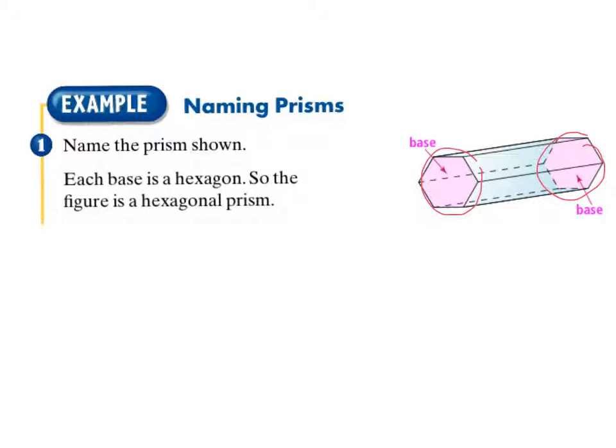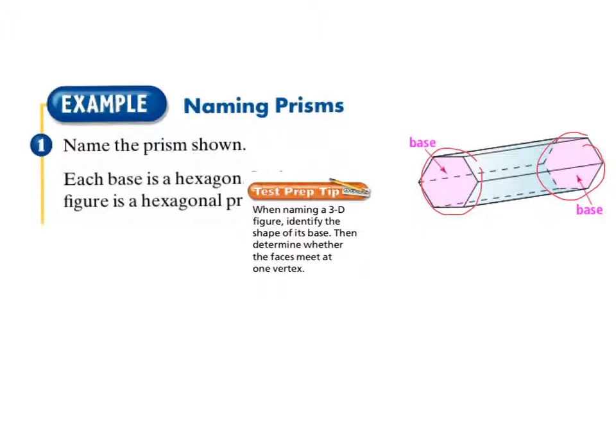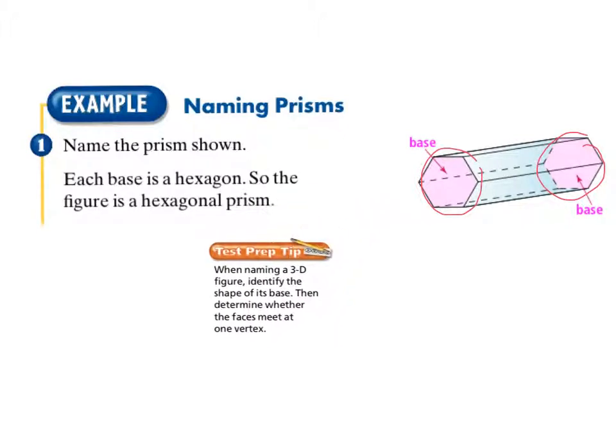So the rule of thumb to remember is that when naming a 3D figure, identify the shape of its base, then determine whether the faces meet at one vertex. That just means, do all the shapes that are not the base have to come down and meet whatever that base shape is? Kind of making a tube down to the base of the other shapes.